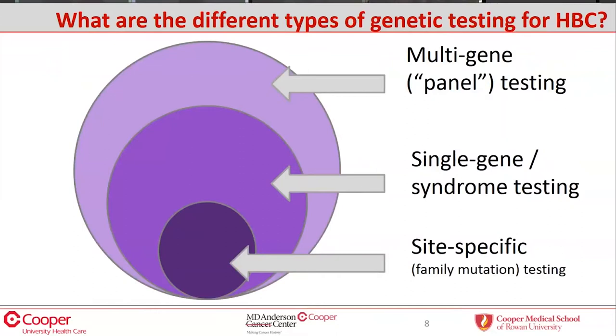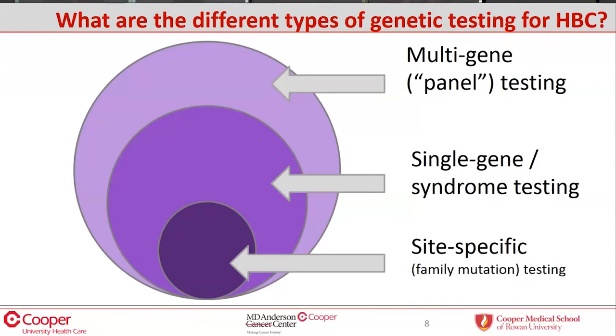Really three specific types. At the bottom, site-specific testing. When you know that there's a mutation in a family member, you could be tested specifically for that mutation. And that can be very appropriate. However, we as genetic counselors always look at the opposite side of the family to make sure we're not missing something. For example, say someone comes in and on their mom's side of the family, we know that there's a mutation in the BRCA2 gene. So of course, you'd want to test specifically for that mutation.